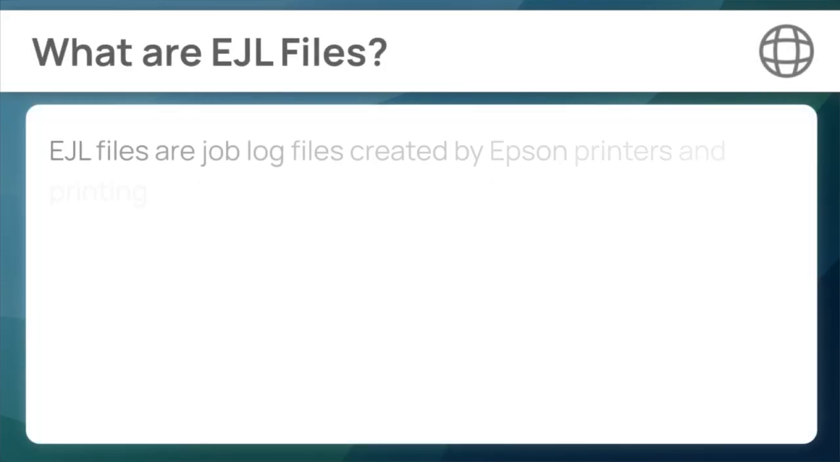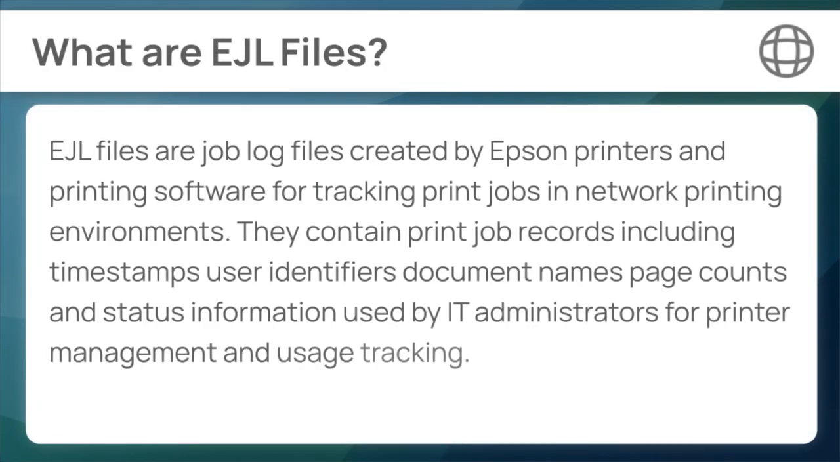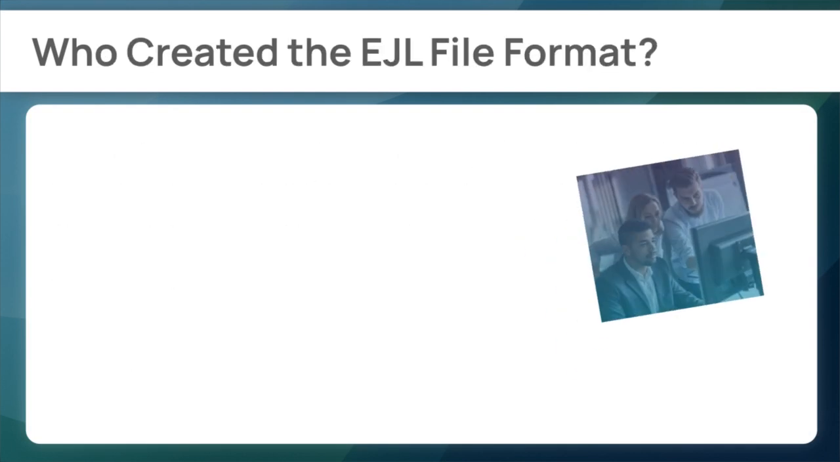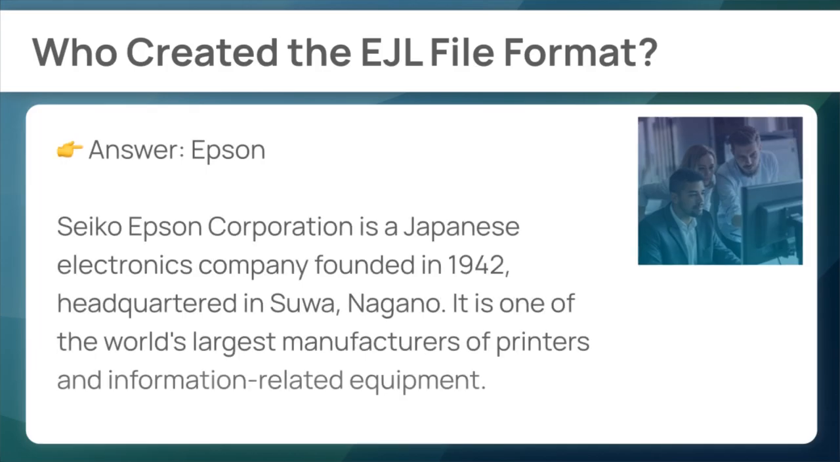EJL files are job log files created by Epson printers and printing software for tracking print jobs in network printing environments. They contain print job records including timestamps, user identifiers, document names, page counts, and status information used by IT administrators for printer management and usage tracking.